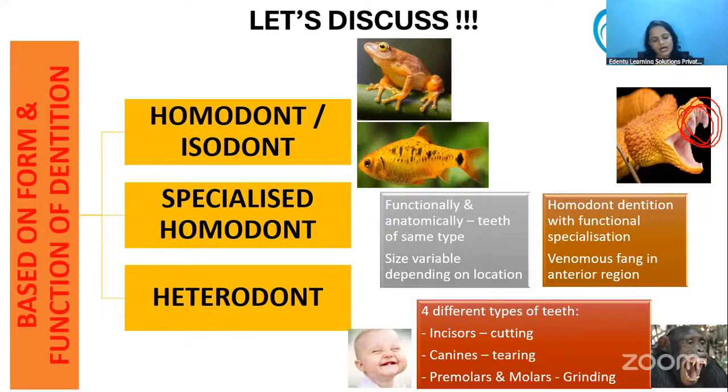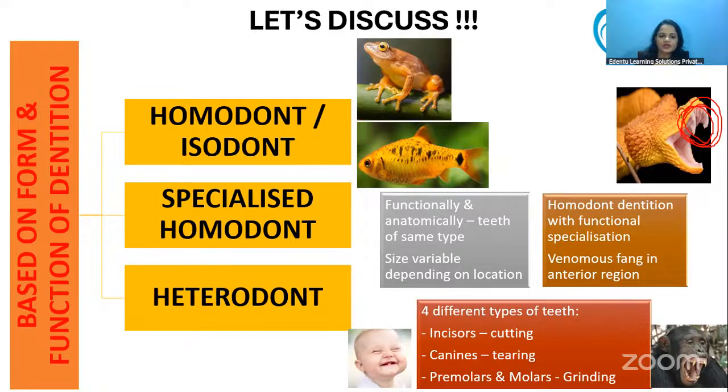Then at the last, we have the heterodont type of dentition. Heterodont means the ones that we see in humans and in apes. There will be four different types of teeth. Incisors will be there for cutting, canines for tearing, and premolars and molars for grinding. When these four types of teeth are present, with different morphology and different functions, it is called the heterodont type of dentition.